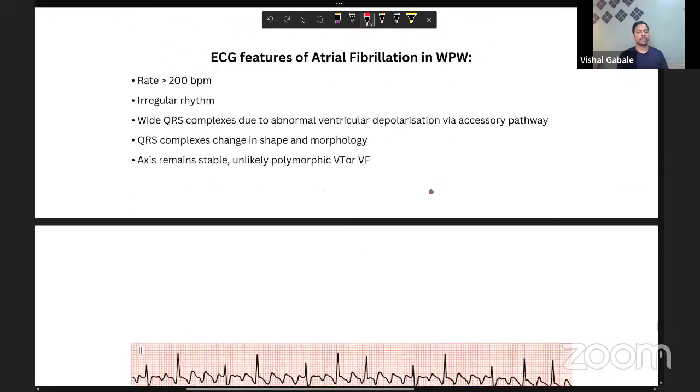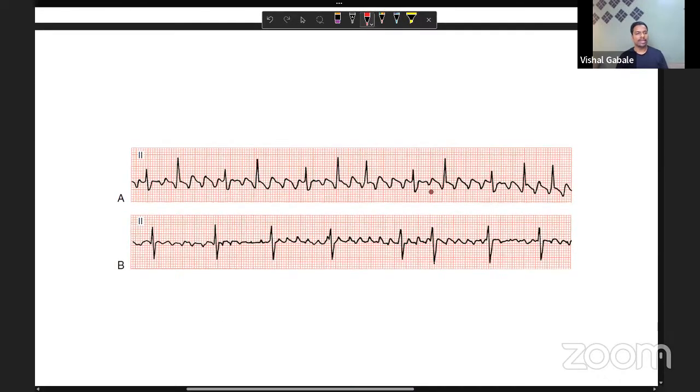The slide is repeated. Now, can you tell me the diagnosis in ECG A versus ECG B? Who can tell me quickly?